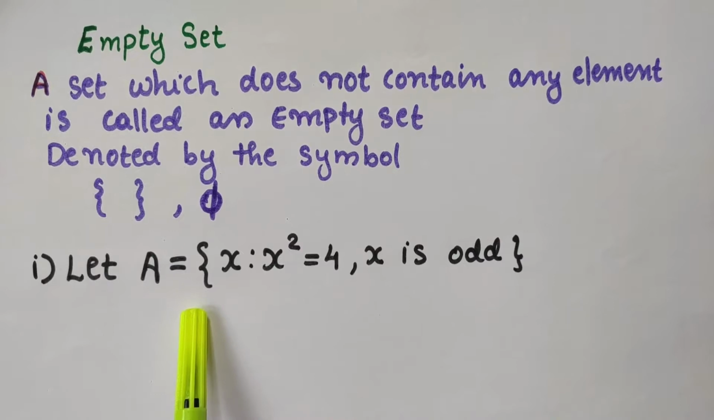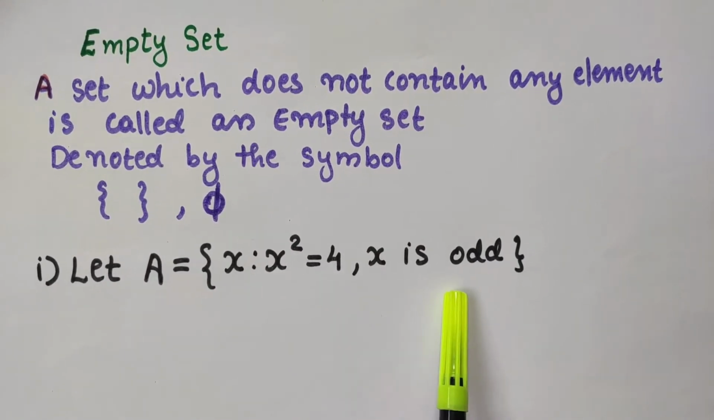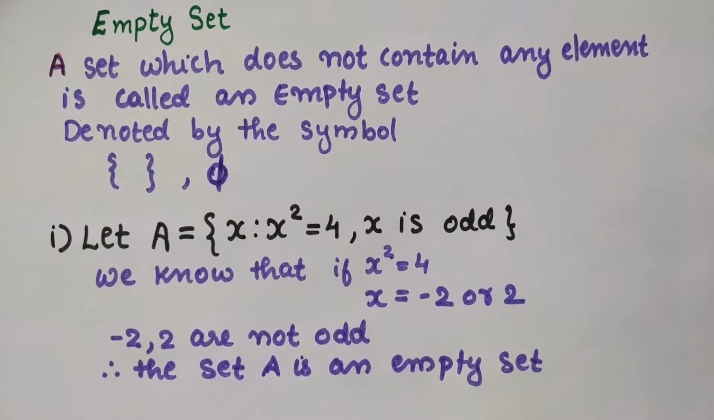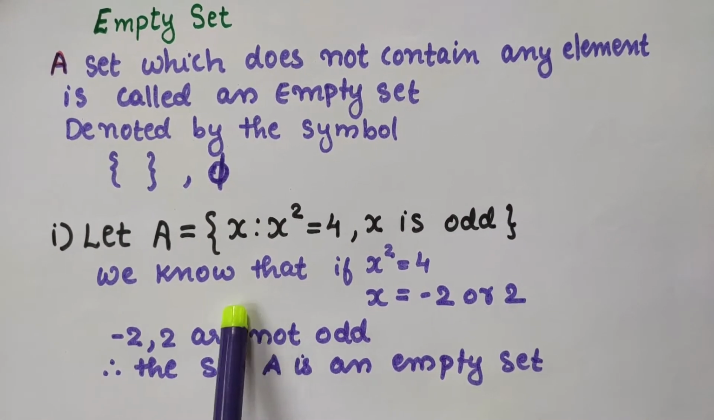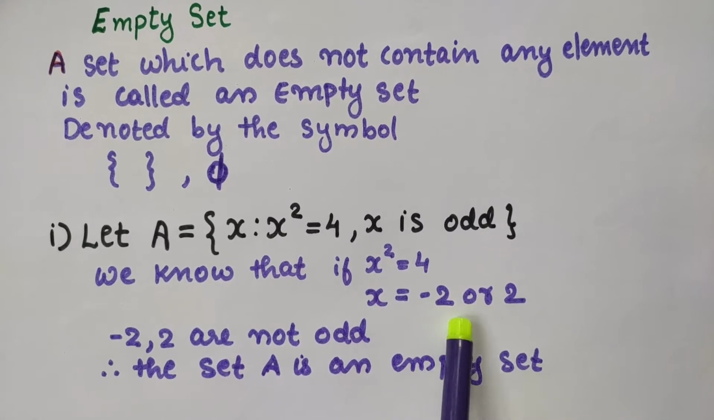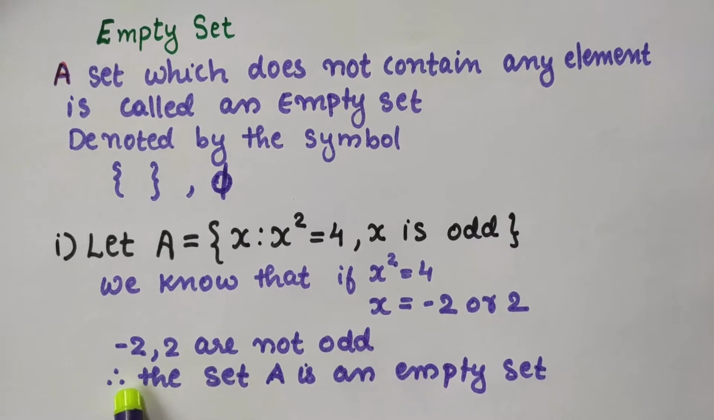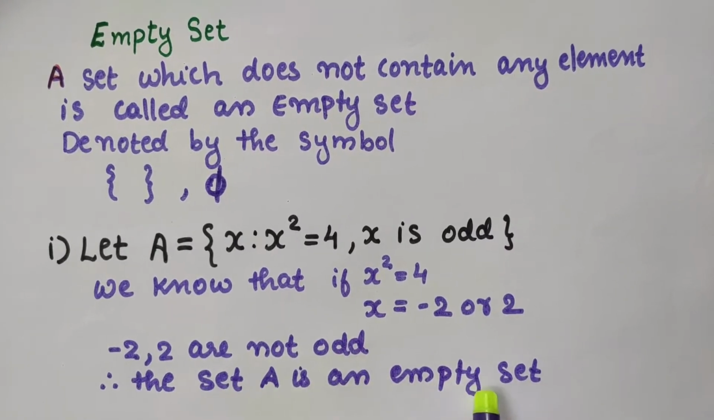Let A be the set of all x such that x squared is equal to 4 and x is odd. We know that if x squared is equal to 4, x is either minus 2 or 2. Both minus 2 and 2 are not odd. Therefore, the set A is an empty set.